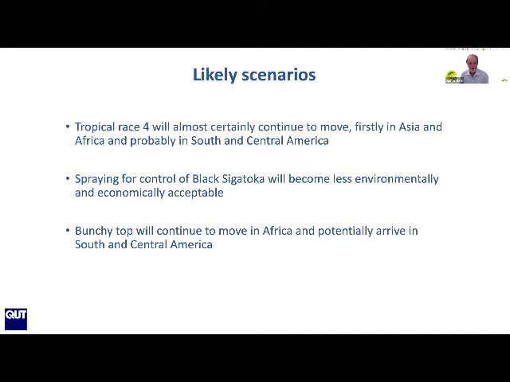So what are the likely scenarios with all of those diseases? Well, tropical race 4, I believe, will certainly continue to move. Firstly in Asia, and we've seen that particularly over the last 10 to 15 years. And also in Africa. At the moment, it's only reported in Mozambique in Africa, but it's almost certain to spread. And it will probably continue to spread in South and Central America from that initial outbreak in Colombia. Spraying, of course, for controlled black sigatoka will become less environmentally and economically acceptable, so we're going to have to think of some other solutions. And bunchy top will continue to move in Africa and potentially arrive in South and Central America. So we've got to be aware of these challenges that are going to hit us in the next decade or so.